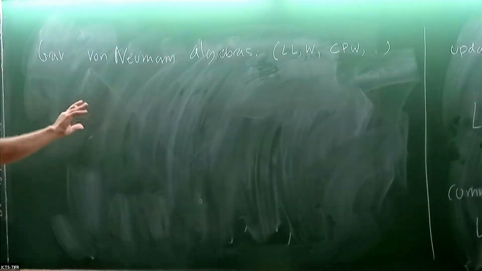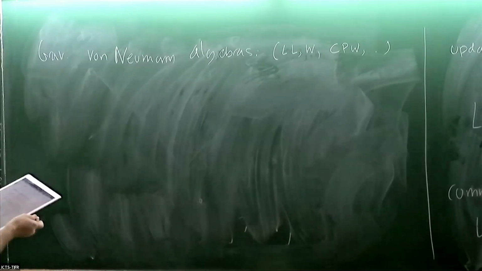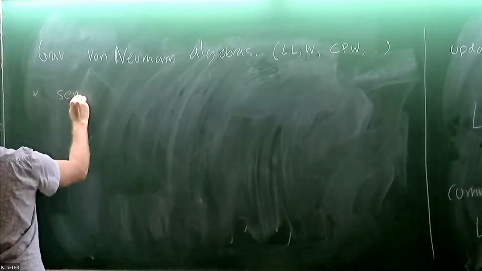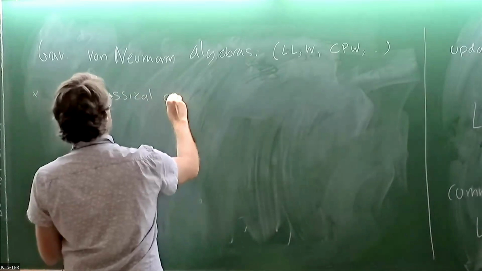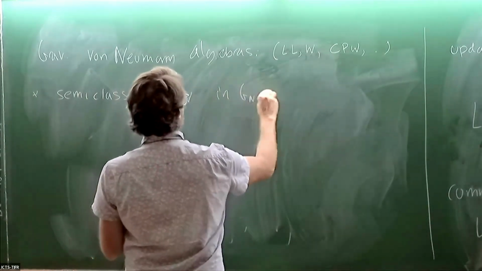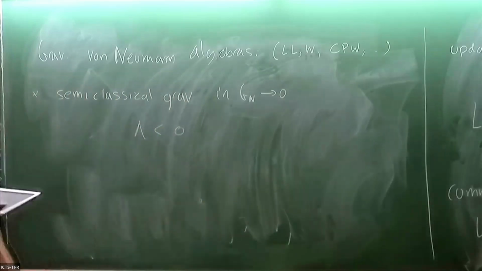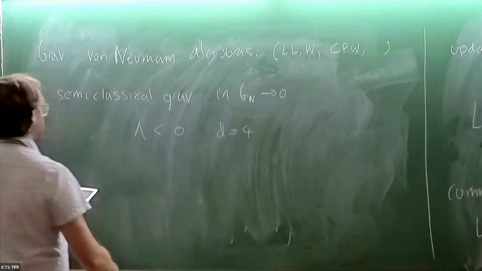Although many of these discussions are in the context of AdS/CFT, it turns out you don't need AdS/CFT at all. It's just a general statement about semi-classical gravity in some limit. Okay, so we're going to think about semi-classical gravity in the G Newton goes to 0 limit. And I'm going to think about negative cosmological constant just for simplicity. There are some technical issues if I don't do that. And say D is 4.